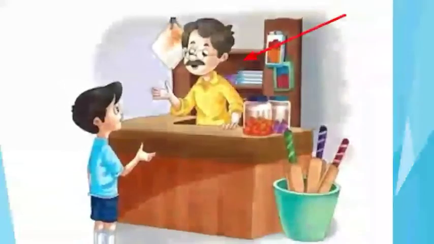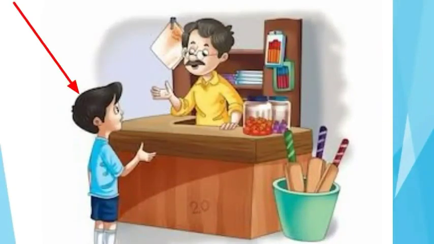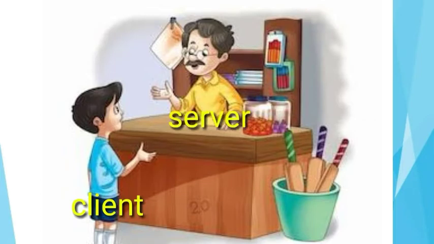Let's see one real life example for client and server. Okay. This is a shopkeeper and this is the customer. So you can imagine customer as client and shopkeeper as server. If the customer needs something, he will make a request to the shopkeeper. The shopkeeper has many things in his shop. So he will look for the thing which was requested by the customer and give that thing to the customer. In the same way, a server is a machine which has resources like web pages, files, services, etc. And the client requests a resource from the server, and the server will process the request for validity.